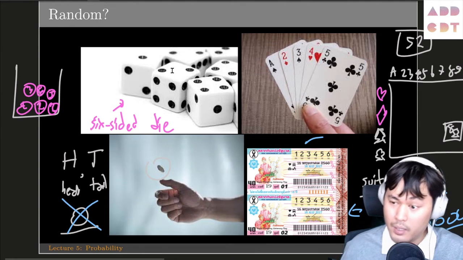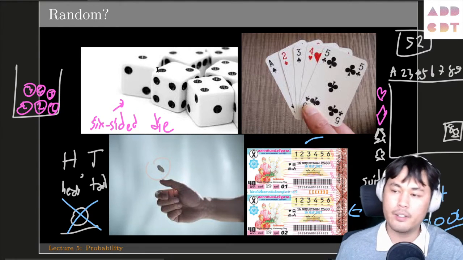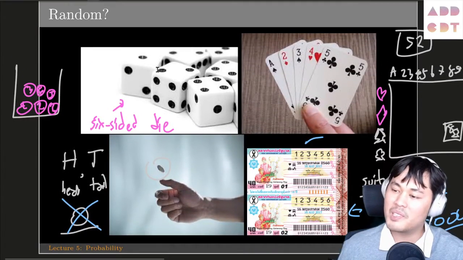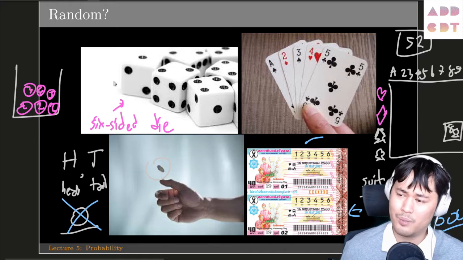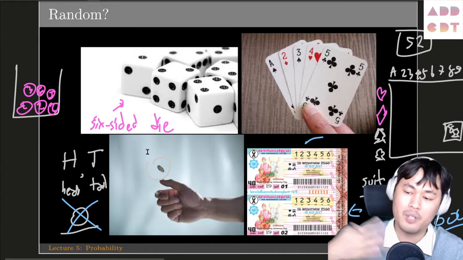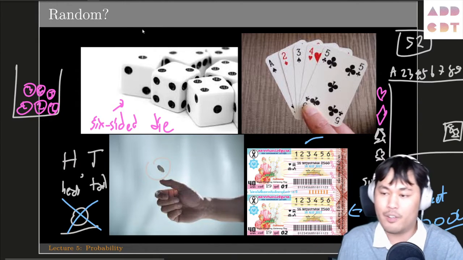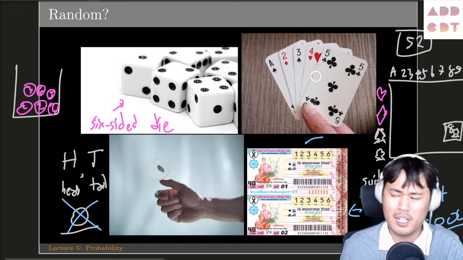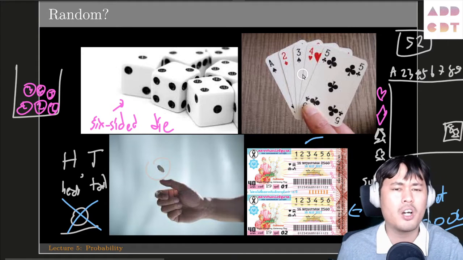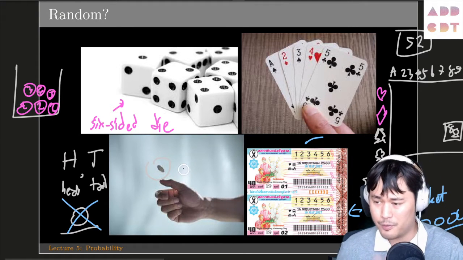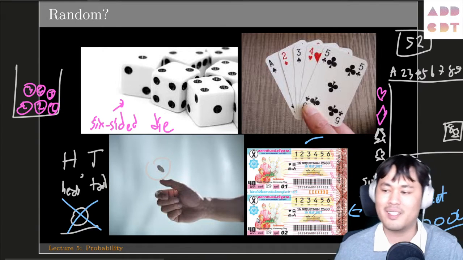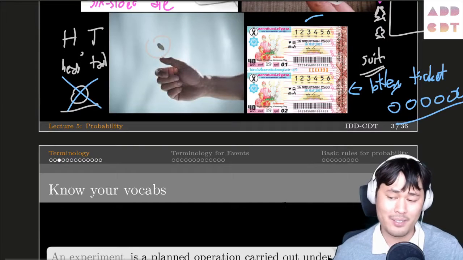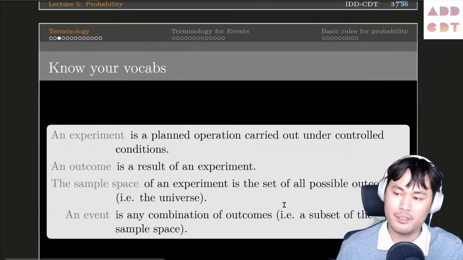What we think of when we say the word random, right? But then what is actually random? What would you call it when you perform something? For a die, you use the word roll. For a card, you use the word draw. For a coin, you use the word flip. And for a lottery, you use the word, what? Buy or something. Anyway, let's settle on the words used.